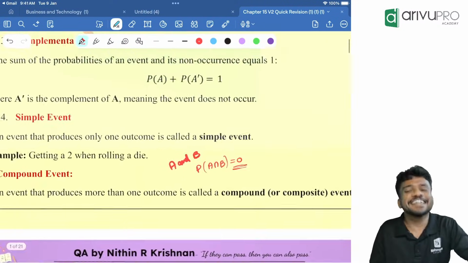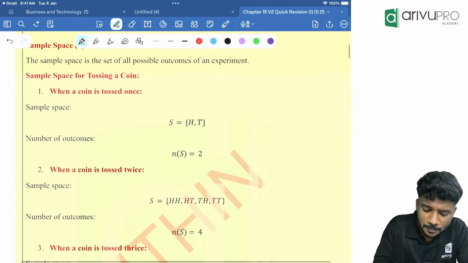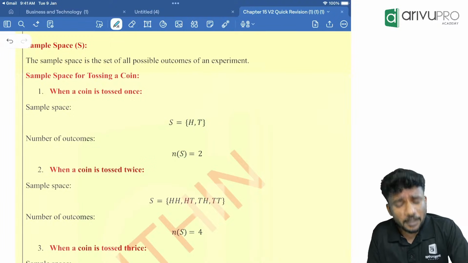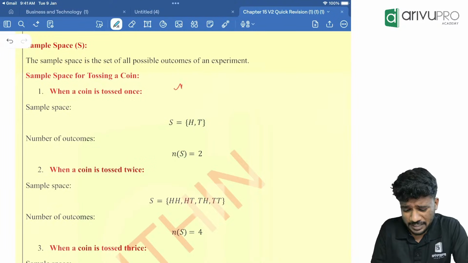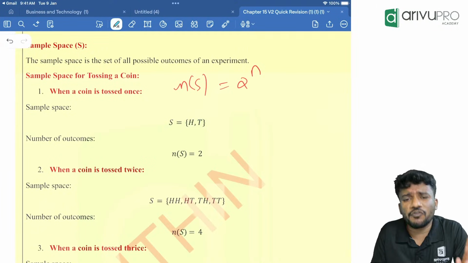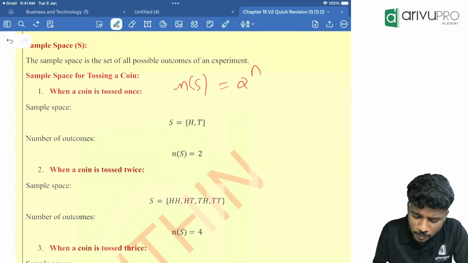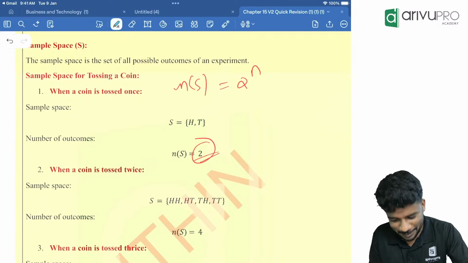Then, we'll start off with the sample space part. Here, tossing a coin, in general, we will write the total sample space of tossing a coin as 2 raised to n. If I am tossing for one time, then N of S will be how much now? N of S is equal to 2. That means 2 raised to 1, which is equal to 2.